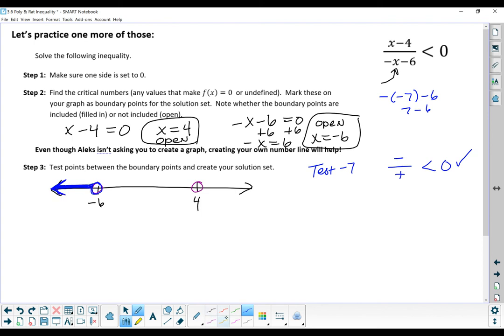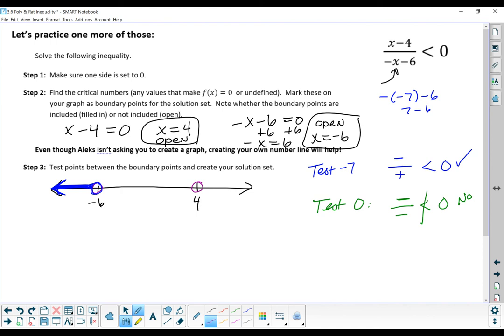The next region includes 0. So that's an easy one to test if your region includes 0. On the top, 0 minus 4 is definitely a negative number. On the bottom, 0 minus 6 is also negative. But when I divide a negative by another negative, I end up with a positive number. So that is not part of our solution space.